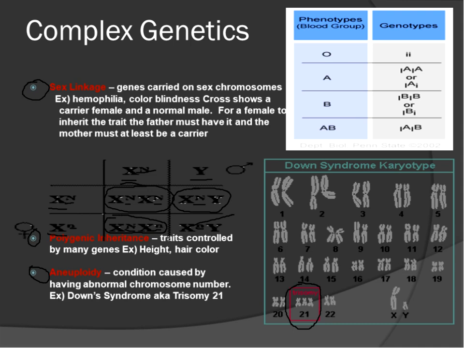So just know the basics of the complex genetics. You might see one or two questions about these, for sure. But again, I want you to focus most of your time on the Mendelian genetics, but you should also be aware of incomplete dominance, codominance, dihybrid crosses, sex-linked traits, polygenic inheritance, that just means traits controlled by more than one gene, or what aneuploidy is. That's just somebody who has an extra chromosome.